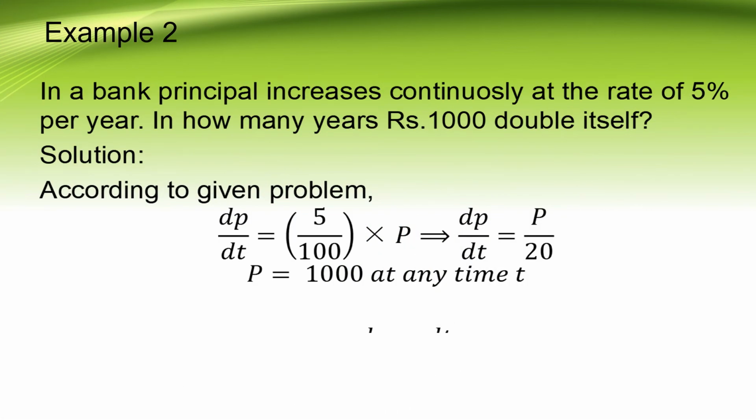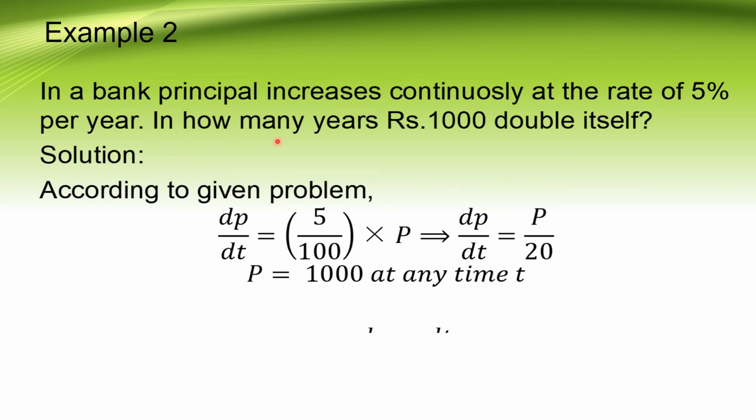So we'll see the next problem. In a bank, principal increases continuously at the rate of 5% per year. In how many years will rupees 1000 double itself? Here the principal amount capital P is given, that is 1000, and the rate of change is 5%. The principal increases continuously at the rate of 5%. So here the rate of change exists, so we can clearly get an idea about differentiation. The question asks for the year, that is, we are going to find the time t.